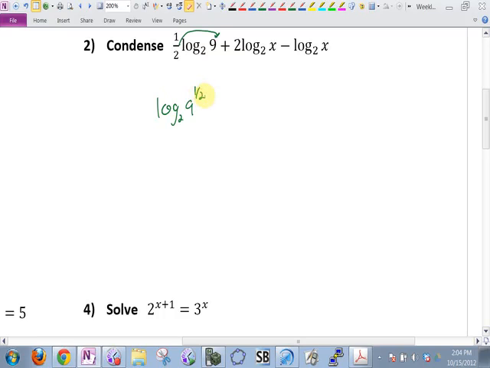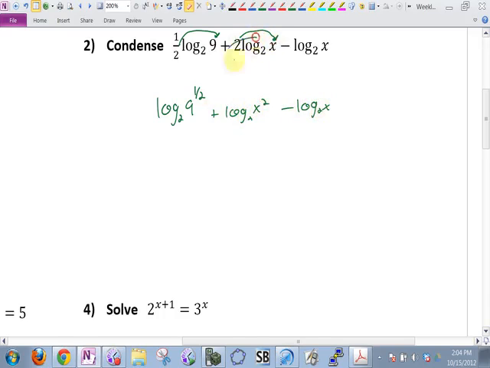A lot of people wrote that as 9 to the second, or negative second, or negative first. I don't know why that number, which is a 1/2 in front of the logarithm, would be changing when it goes into the exponent. The rule says whatever number's in front becomes the exponent. So this becomes log base 2 of 9 to the 1/2 power. This 2 also becomes an exponent. So we can call this the log base 2 of x squared.